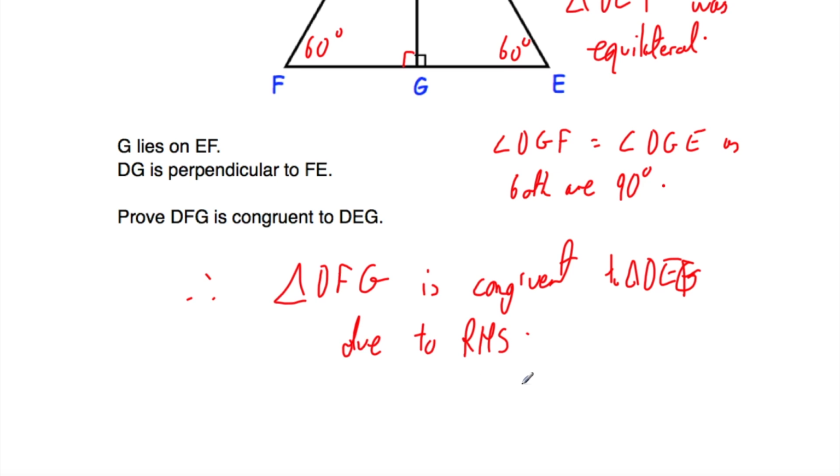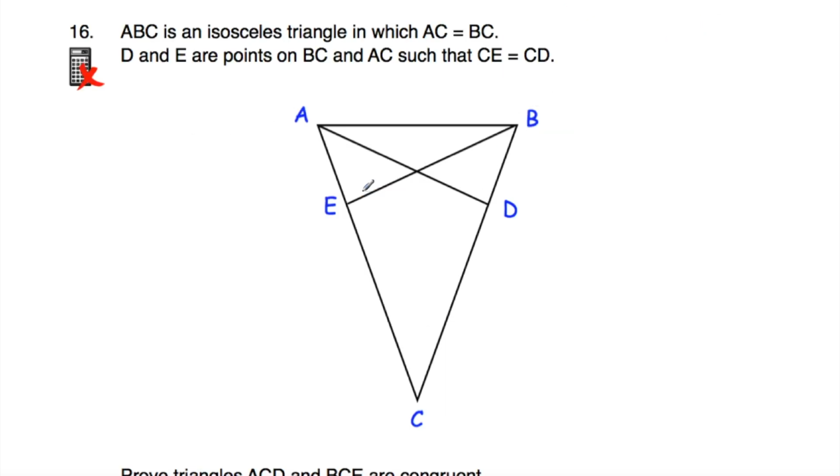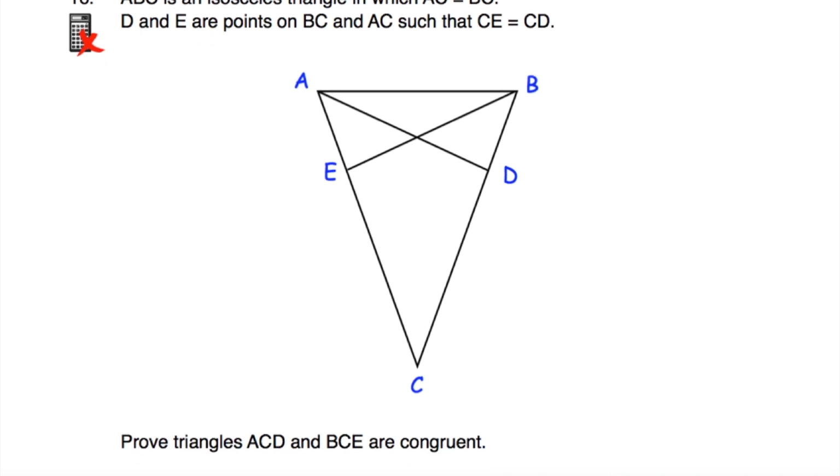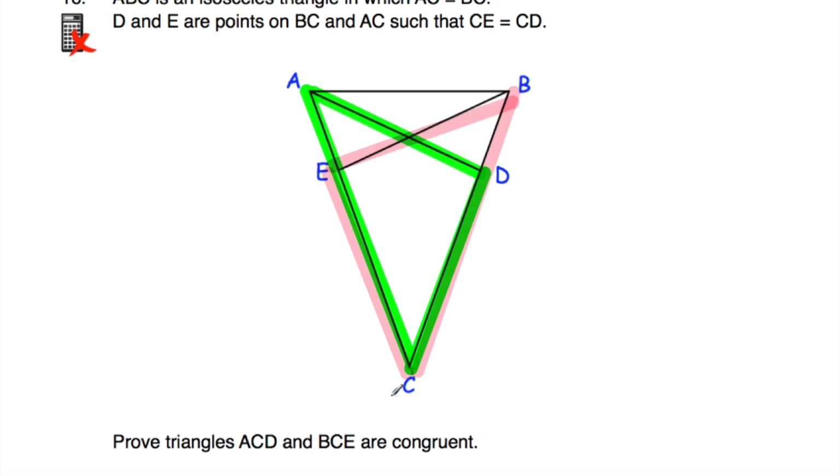And that's it. So question number 16 says ABC is an isosceles triangle in which AC is equal to BC. And then we're told that D and E are points on BC and AC such that CE equals CD. And then we've been asked to prove that triangle ACD and triangle BCE are congruent to each other. I'm just going to highlight that so we can see it more clearly. Okay, so let's write down what we know so far.